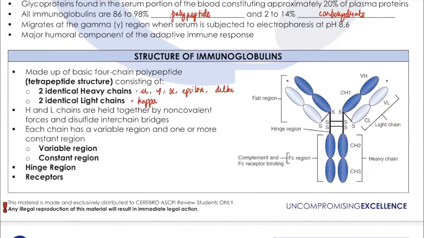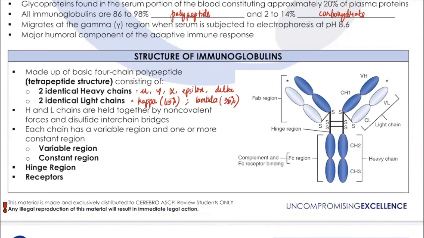Kappa or lambda. Kappa is the common one, at about 65%. 65% of our antibodies have kappa light chains, and only about 35% have lambda. Okay? I'll emphasize again: in a single antibody, it cannot have a kappa chain and a lambda chain at the same time. That's abnormal.